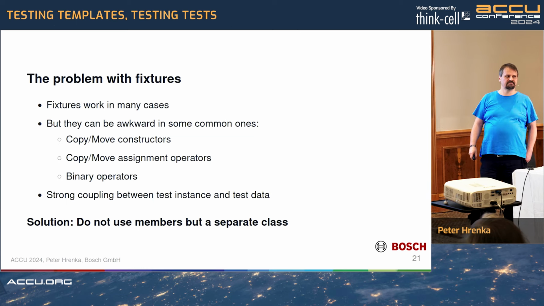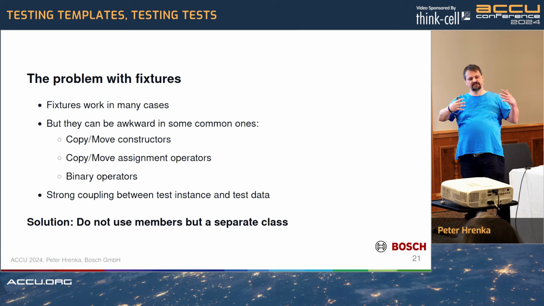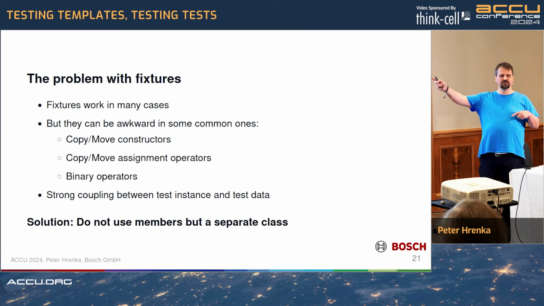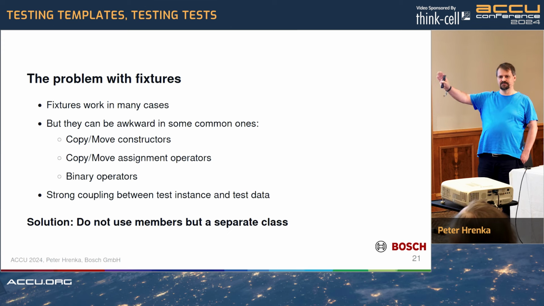Okay, but what's the problem with fixtures? One problem is it works in many cases, but there are some cases where it's really not so nice. Consider you want to test a copy or move constructor, and you have these examples. Then you somehow want to copy or move every instance to the other one, to see if this works. And if you do it manually, I'm pretty sure you will forget some case, or if you change a test later, you will never find it.